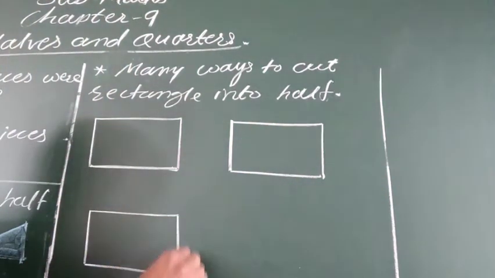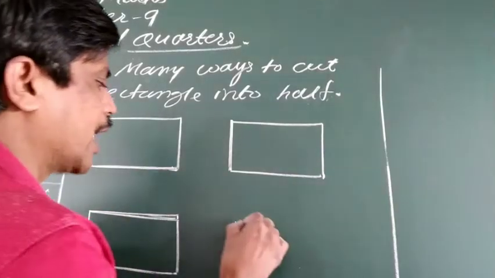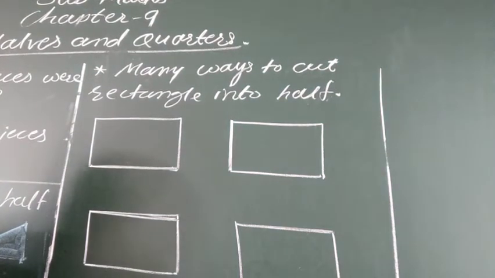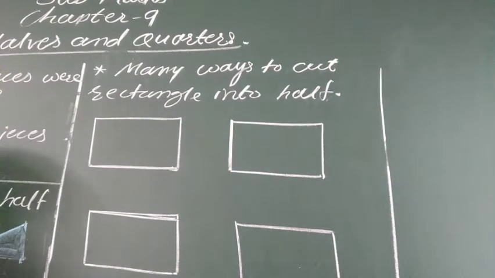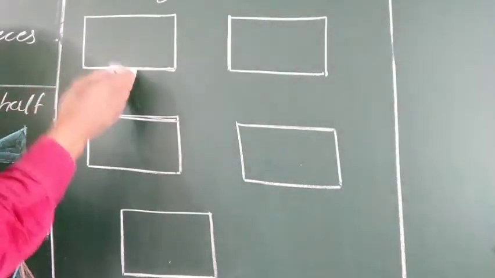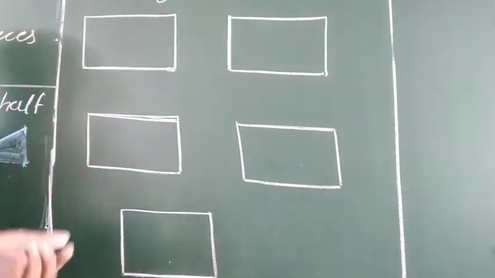Now we will try to cut this rectangle into half, but not only in one way, we will try to cut in different ways. So here are five, these are 5 rectangles. Now we will try to cut these 5 rectangles into half in 5 different ways. So all of you know, see, when you make it half, there will be 2 equal parts and each equal part will be half of the same.